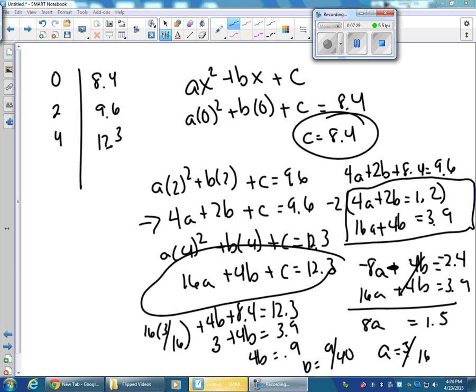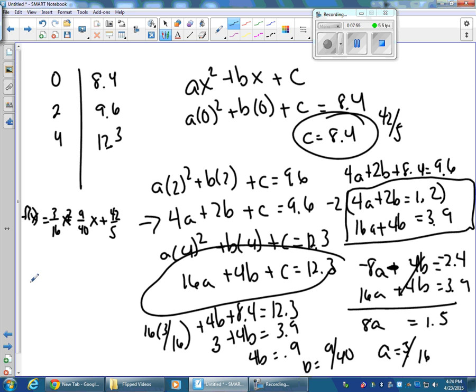All right, and then 8.4, if I wanted to write that as a fraction, is 42/5. Since everything else is a fraction, we'll do that as 42/5. So my quadratic equation is going to be f of x equals ax squared, 3/16 x squared, plus bx plus c. And this is the answer to part A.